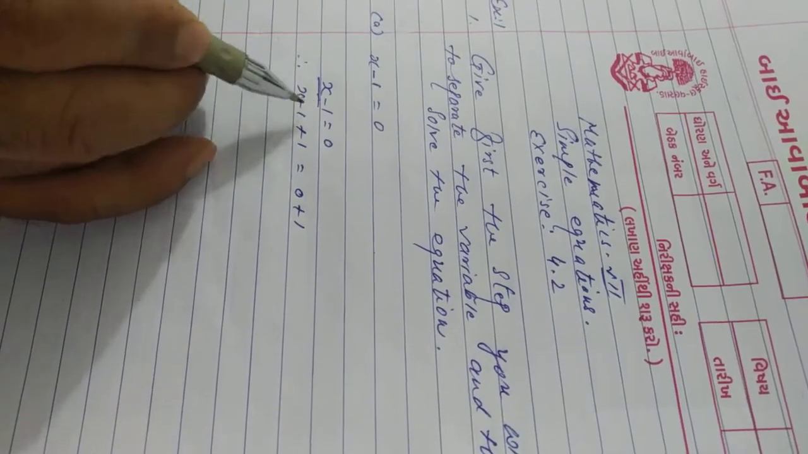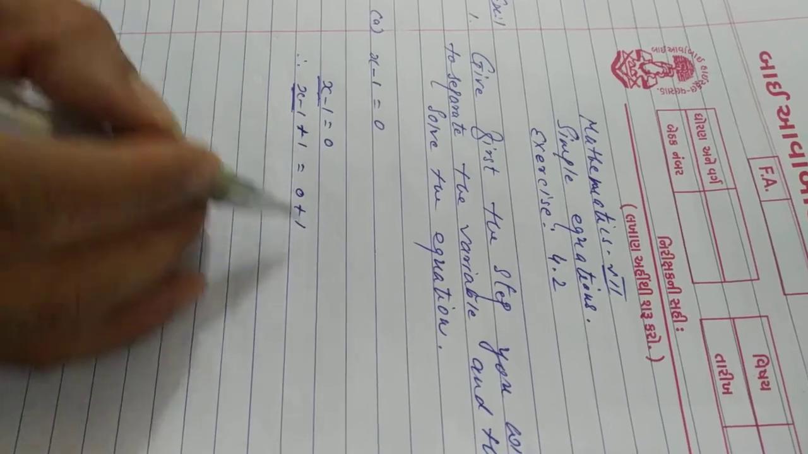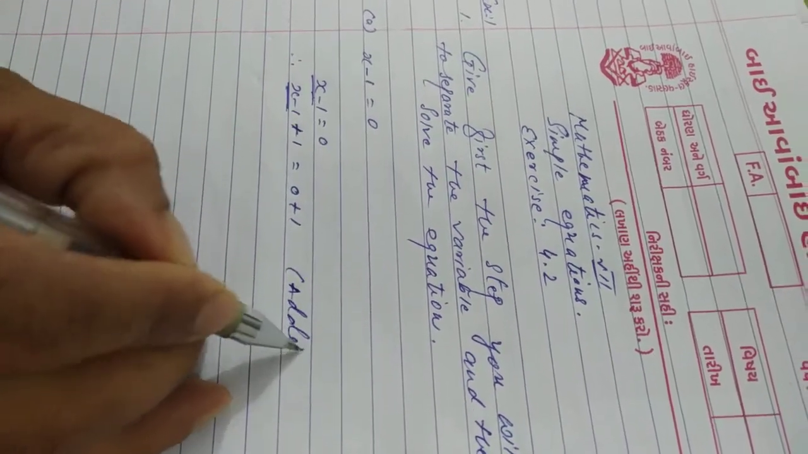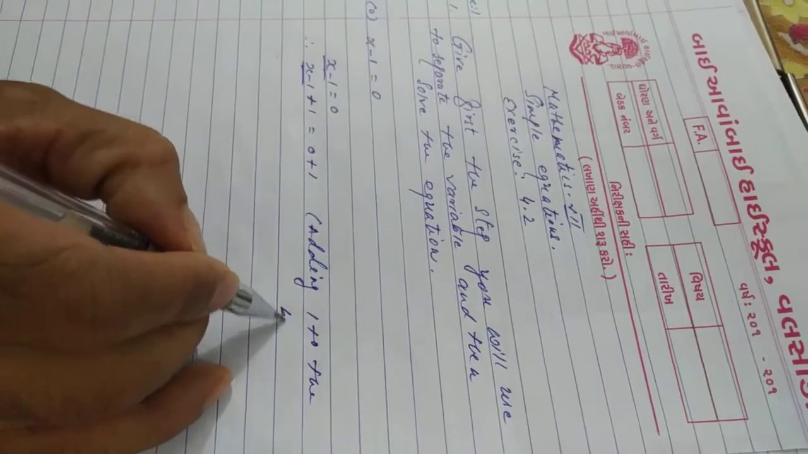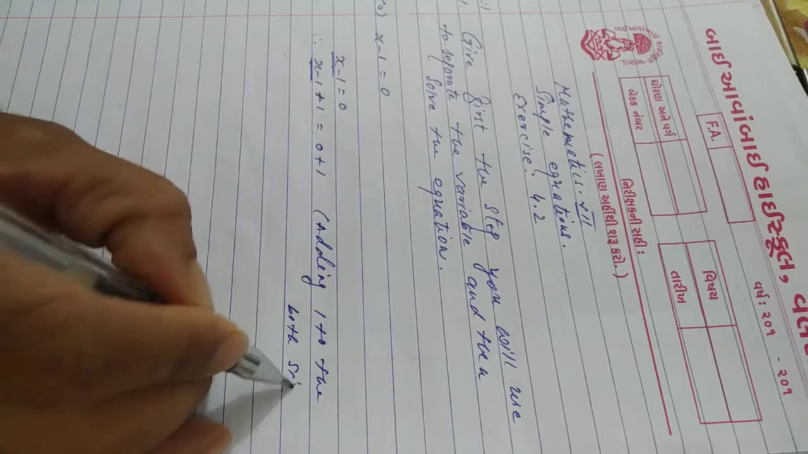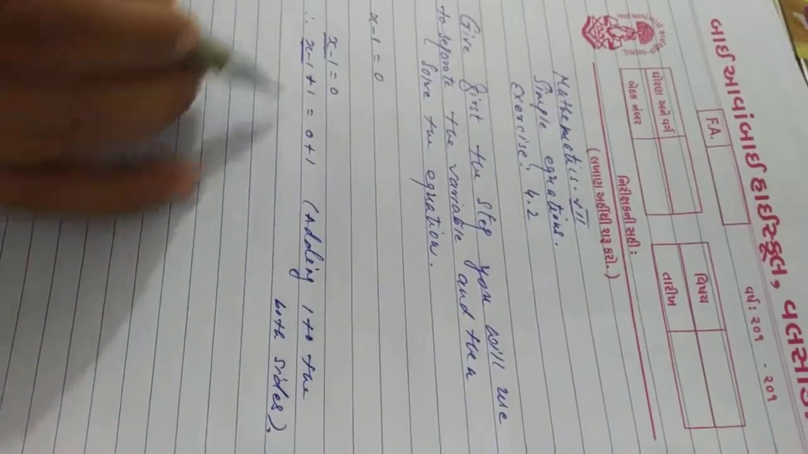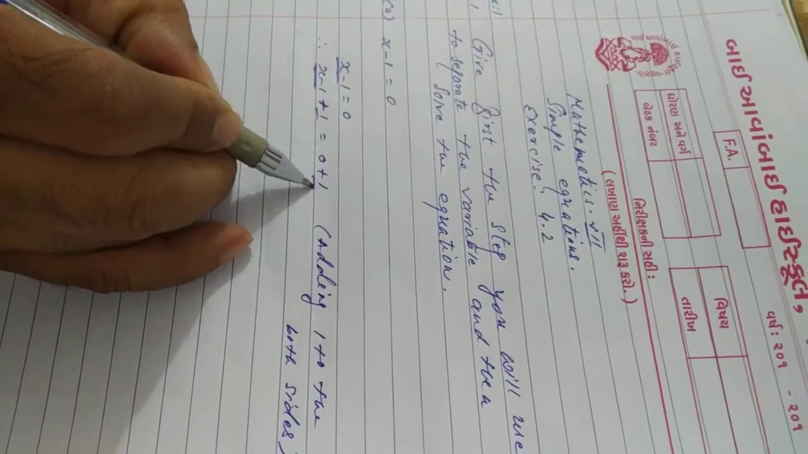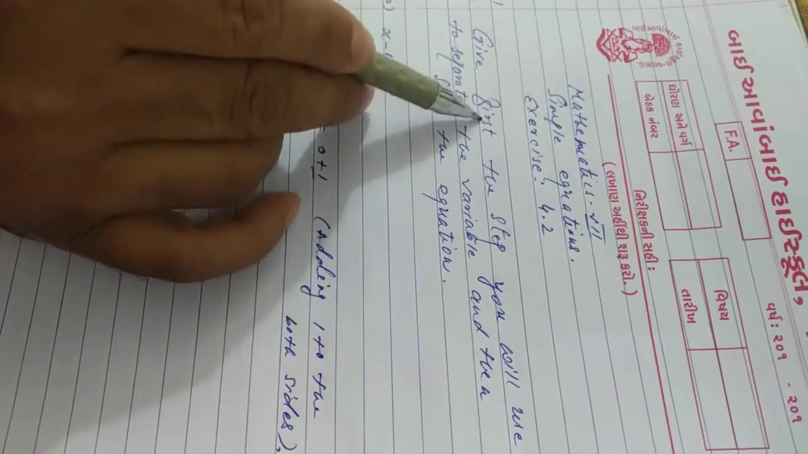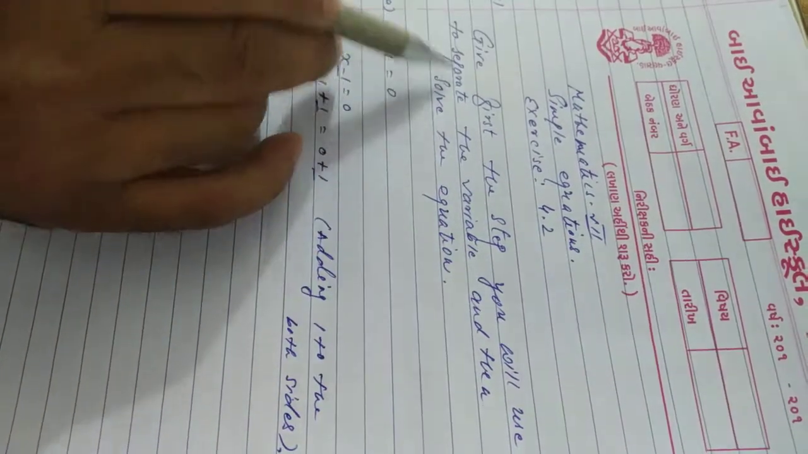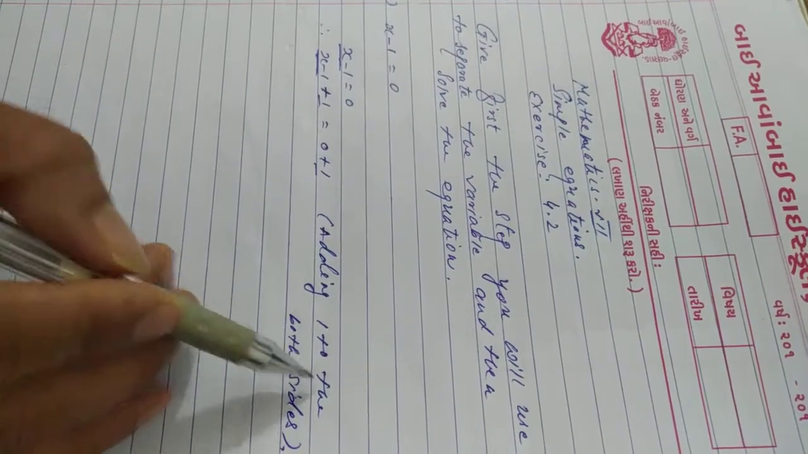So x minus 1 is already given, right? So what have I done over here? Add 1. So we can say adding 1 to both sides. Adding 1 to both sides, right? Plus 1, plus 1. So it is our first step. For the first, give first the step you will use to separate. So to separate the given variable, what have we done? Adding 1 to both sides.